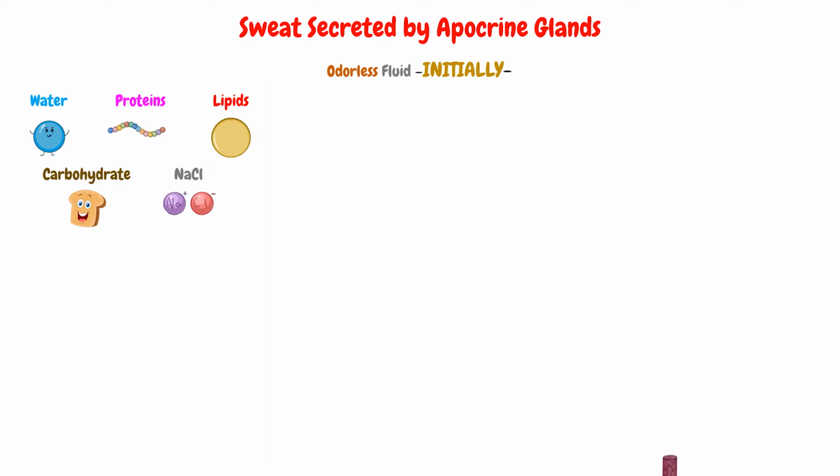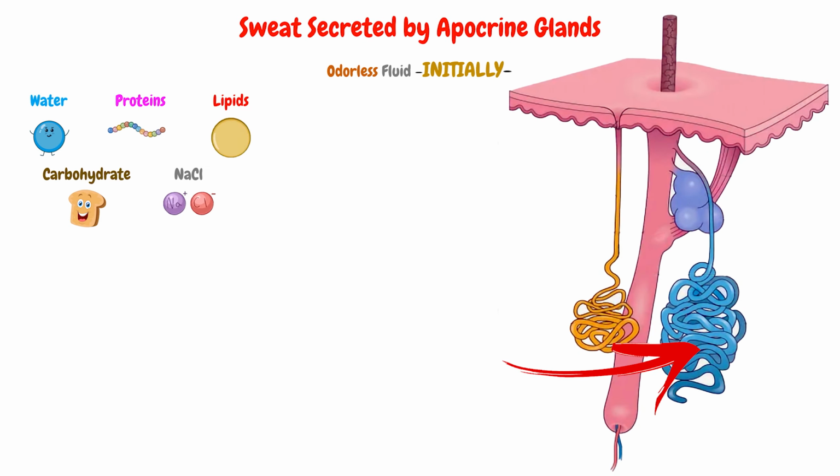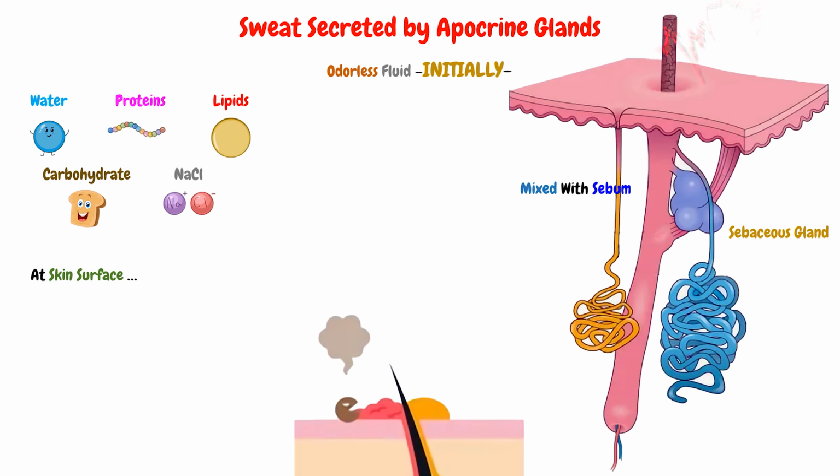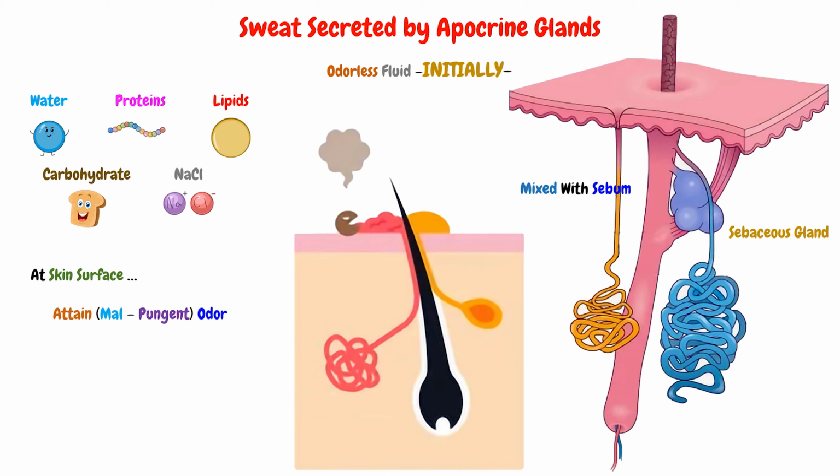So after its secretion from the secretory portion and reaching the hair follicle by the duct portion, here it will be mixed with the sebum that is produced by the sebaceous gland. After that, it will reach the skin surface. And notice that when the sweat reaches the skin surface, it will attain its pungent odor. This occurs because the bacteria on the skin surface will degrade the sweat, and as a result, the sweat will attain its odor.